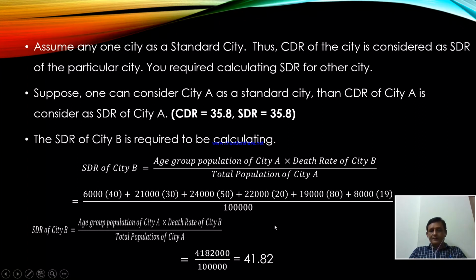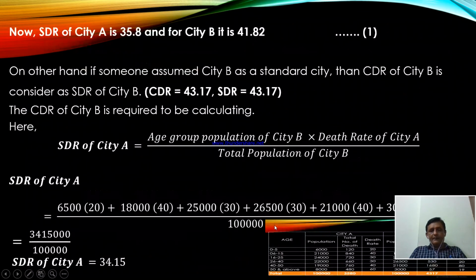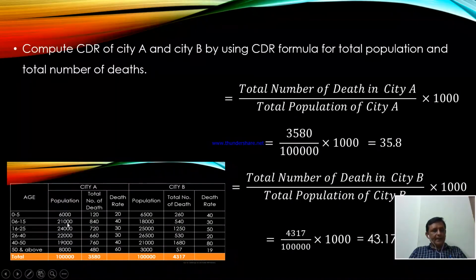Now how did we get these figures? Let's go back. You can check. We took the population of city A, which is given as 6,000, 21,000, 24,000, 22,000, 19,000 and 8,000, right? And we multiply all the group-wise population with the death rate of B. Here it is given 40, 30, 50, 20, 80 and 19, right? So now what we did, we took 6,000, the first age group 0 to 5, which is multiplied with 40, the death rate of city B.